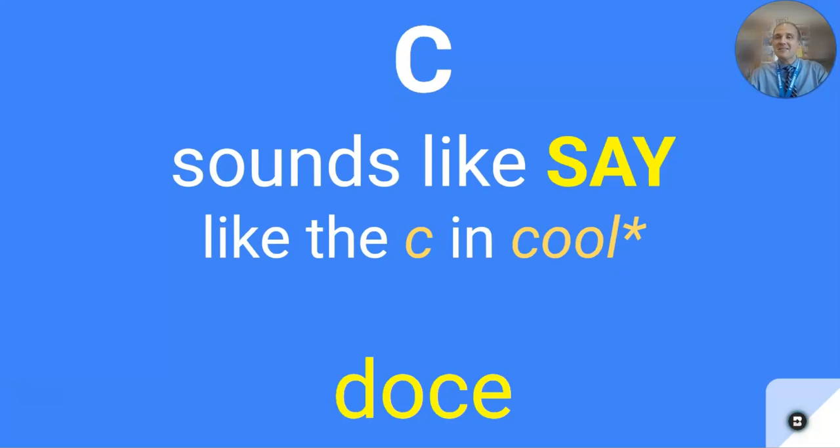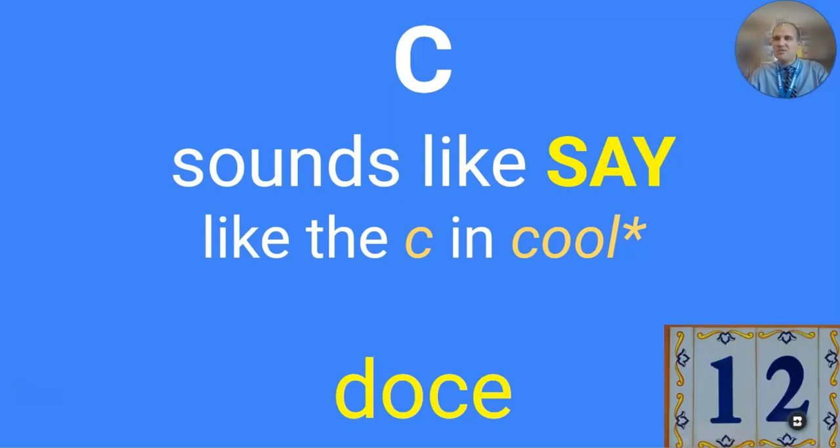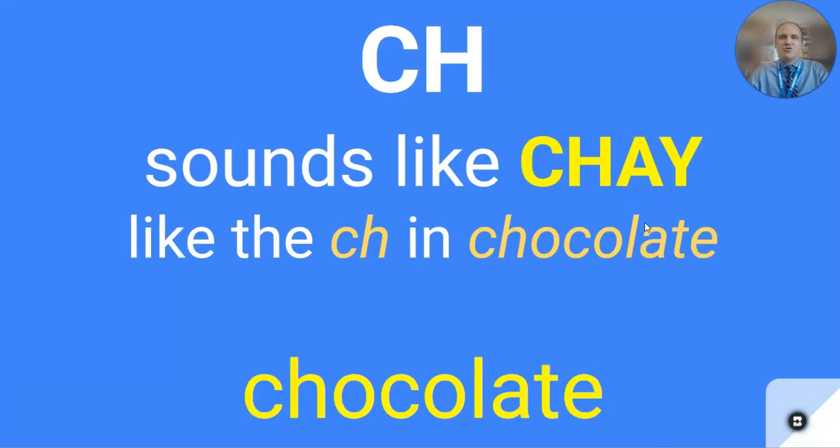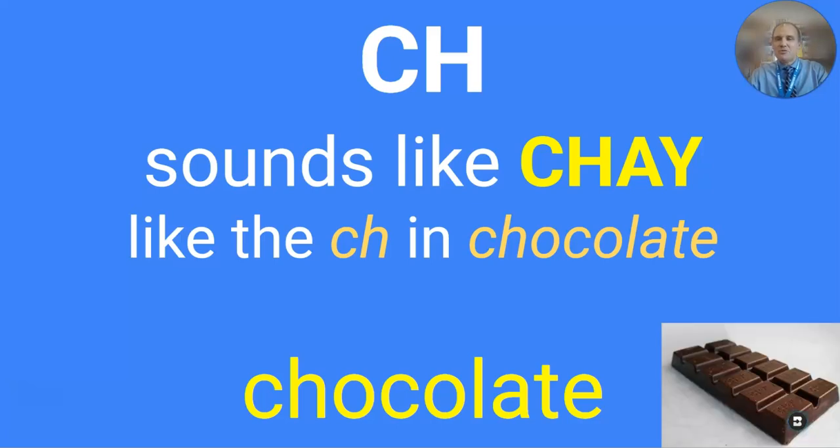Se. That's the letter C. It sounds like S-A-Y, say, and it sounds like the C in the word cool. And an example word is doce, which is the number 12. And the reason that there's an asterisk here, there's a special note on the letter C that we'll talk about at the end of the video. Che is the next letter, and it sounds like che, C-H-A-Y, che. And it sounds like the CH in the word chocolate. Or in Spanish, a sample word is chocolate.